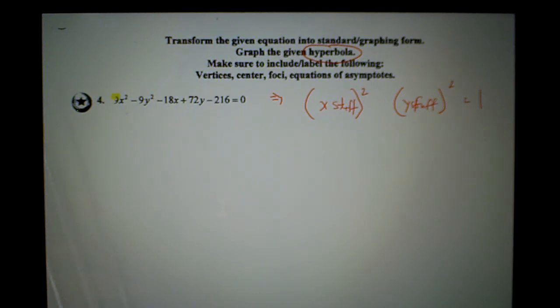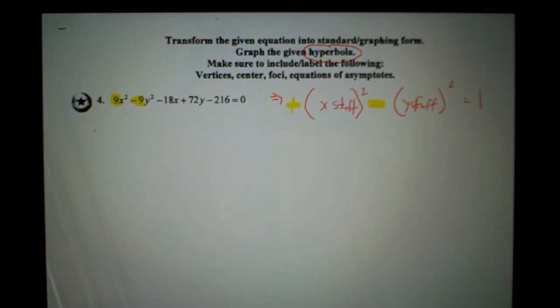That's from our list. If A does not equal C, or simply if A and C have different signs, neither one of them equal to 0, but they have different signs, I know I have a hyperbola. So I'm looking to go to X stuff squared, Y stuff squared, and either the X is going to be positive and the Y stuff is going to be negative, or vice versa, where the Y stuff is positive but the X stuff is negative. So let's do the algebra to find that out.